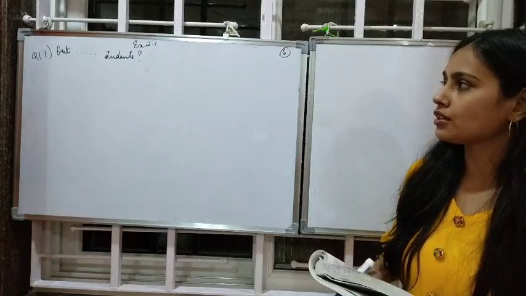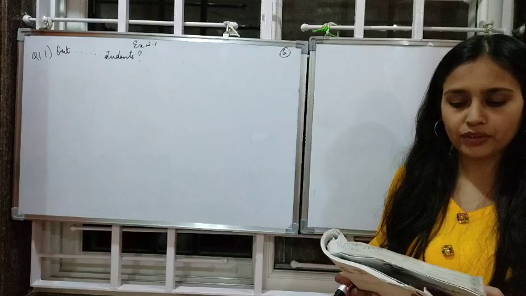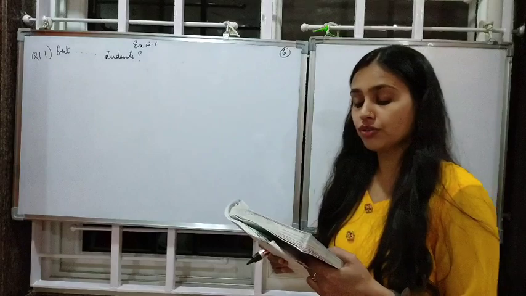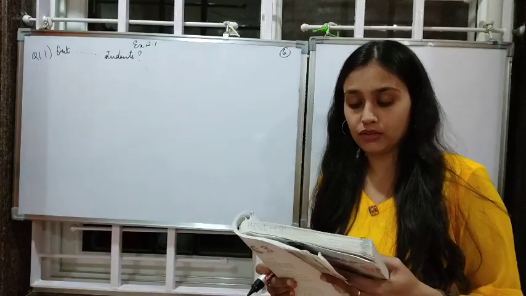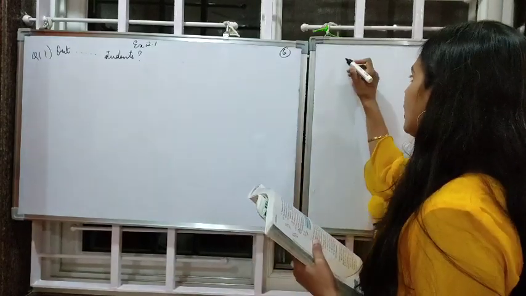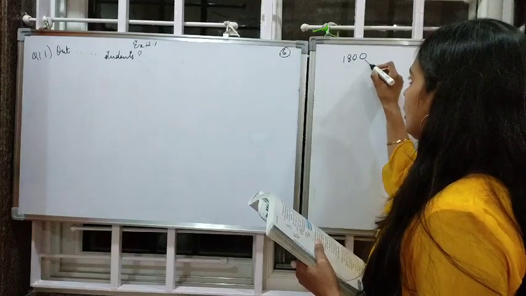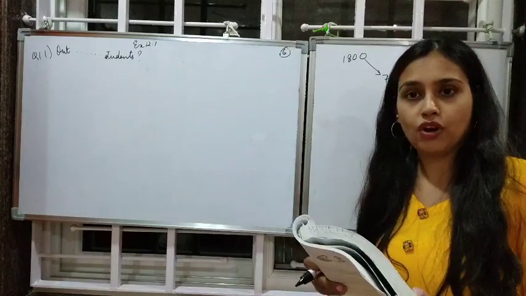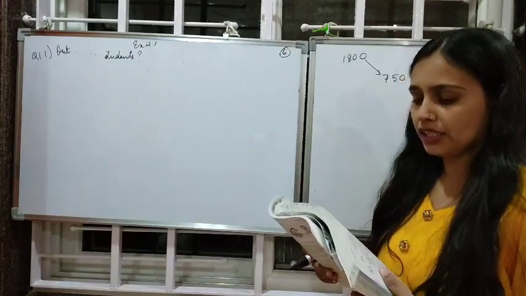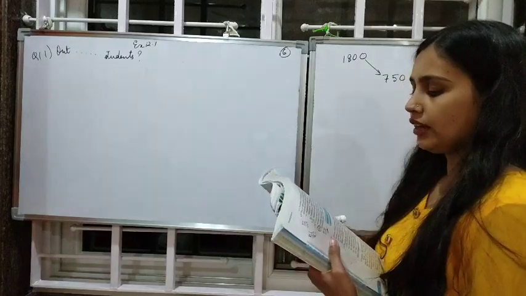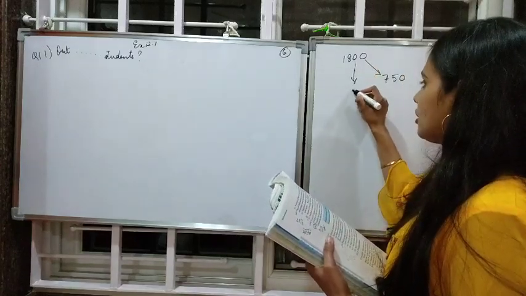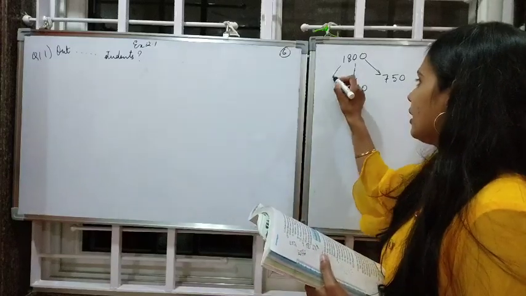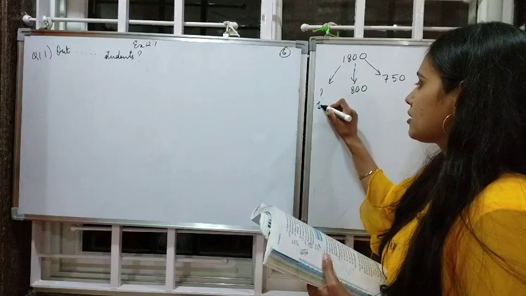Children, today we have to start question number 11 of exercise 12.1. Yesterday we completed the 10th one. Out of 1800 students in a school, 750 opted for basketball, and 800 opted for cricket, and the remaining selected tennis.